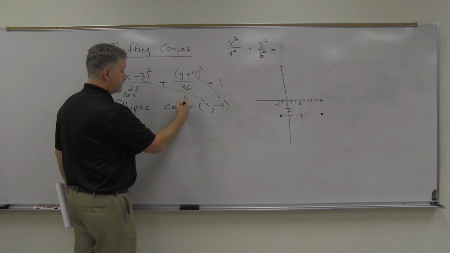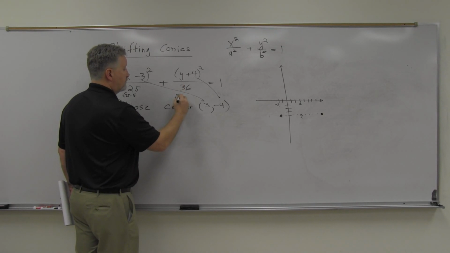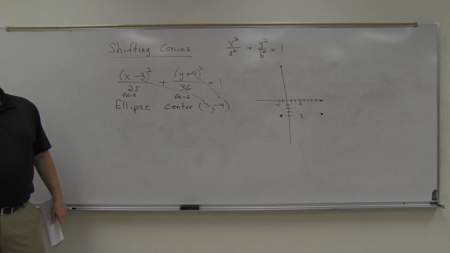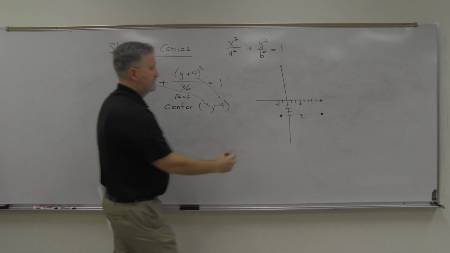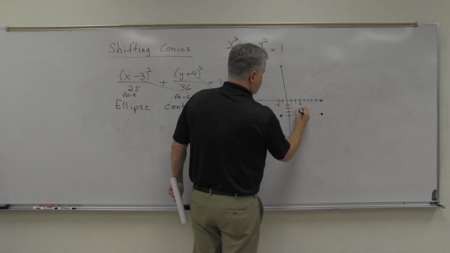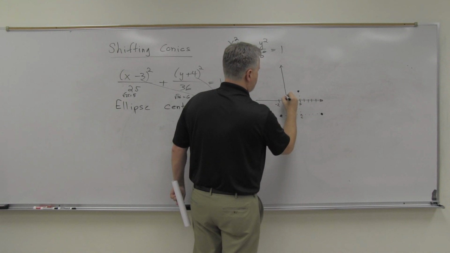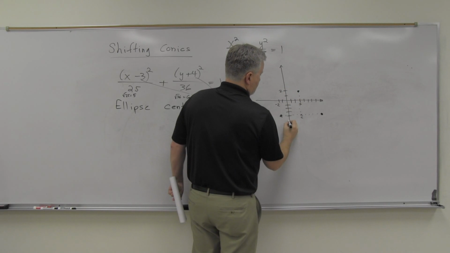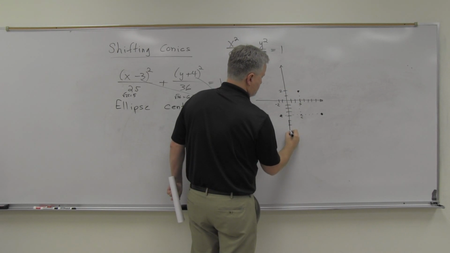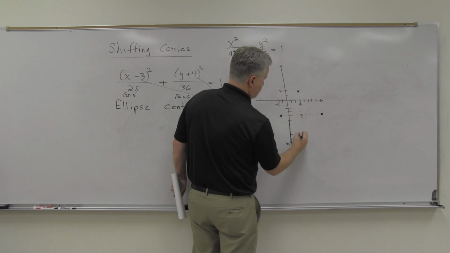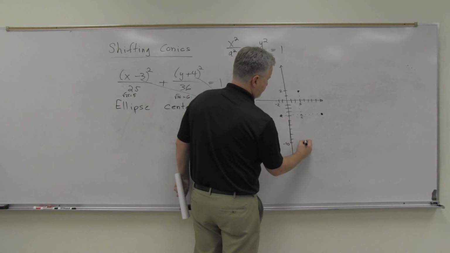All right, then do the same thing in the y. With the y here, what's underneath the y? Square root that, and that tells you how much to go up and down. 6 units up and down. 1, 2, 3, 4, 5, 6. I'll be up here at 2. And then 1, 2, 3, 4, 5, 6. What would that put me at? -4, -10. Down here, -10.